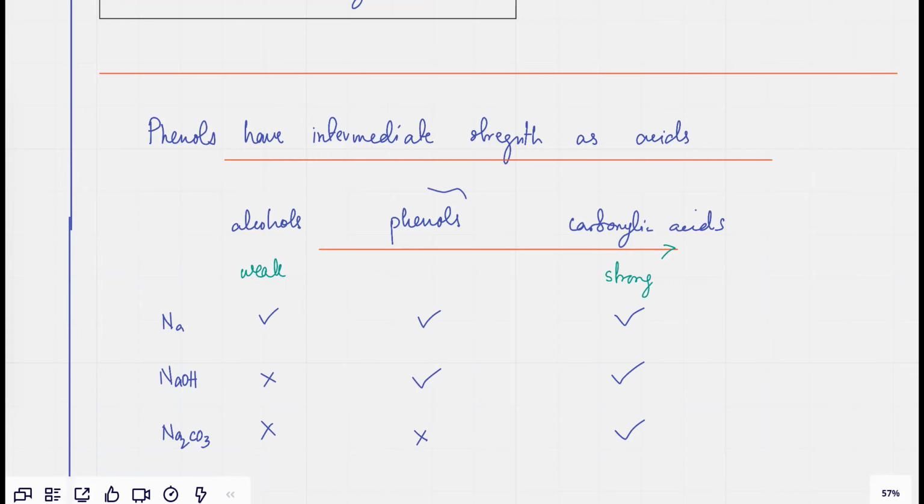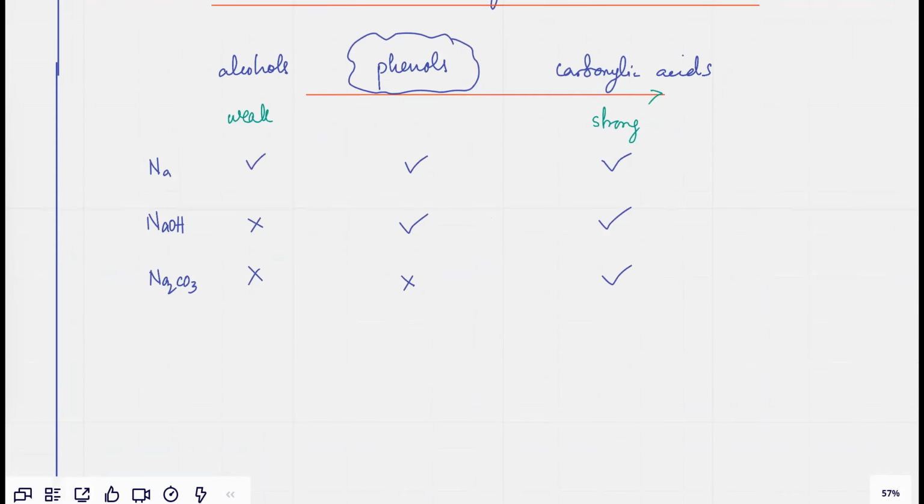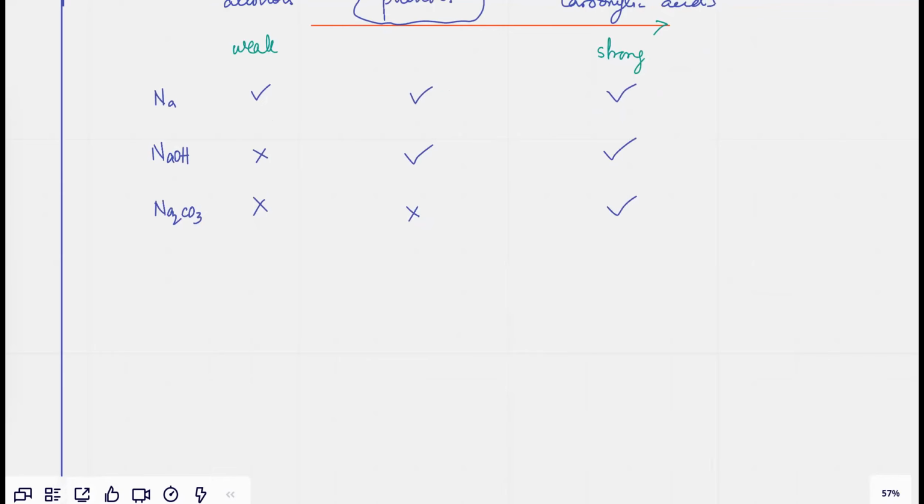So let's focus on this thing over here. So what are phenols? Now, before discussing what phenols are, phenols are these compounds, the ones with the ring structure in the middle. So they have this benzene structure, and there is an OH. That's what a phenol is, and it's going to ionize.